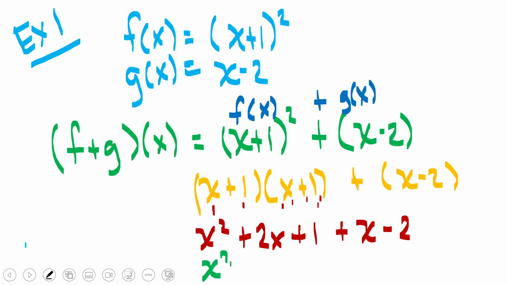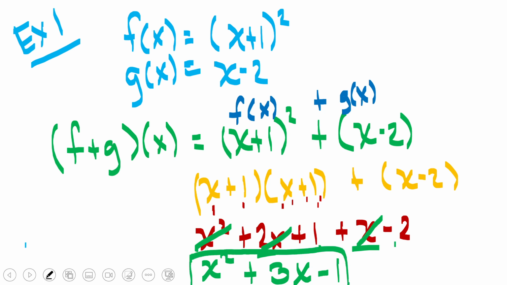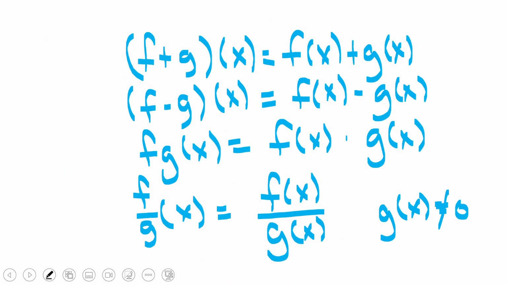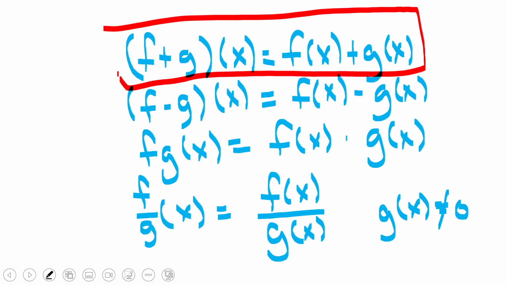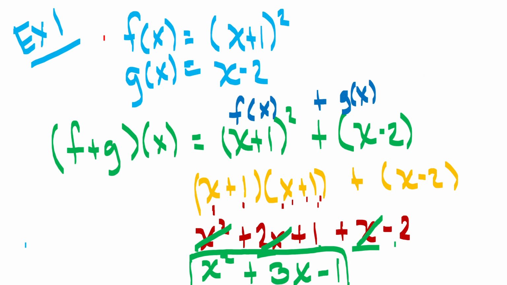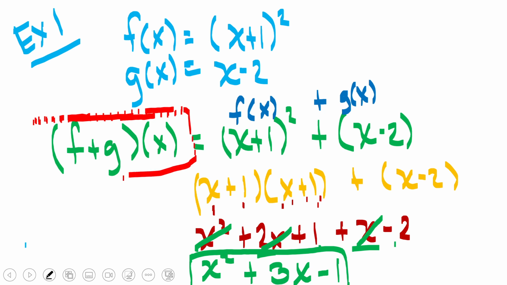So we have x squared, we've addressed this one, 2x plus x is 3x, we've addressed these, 1 minus 2 is minus 1. Alright, so we have x squared plus 3x minus 1 as our final expression or function. So if we're asked to write the function rule, then we go back and we would say our function rule is this rule for this composition of functions.